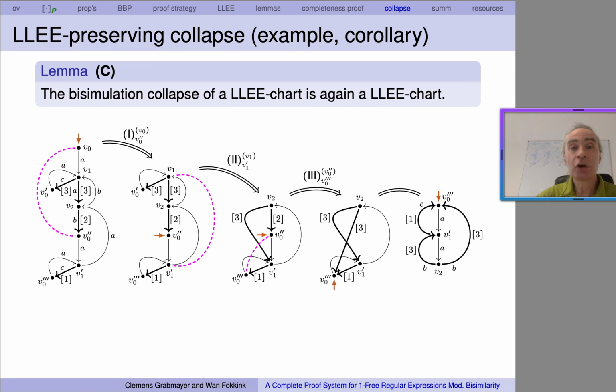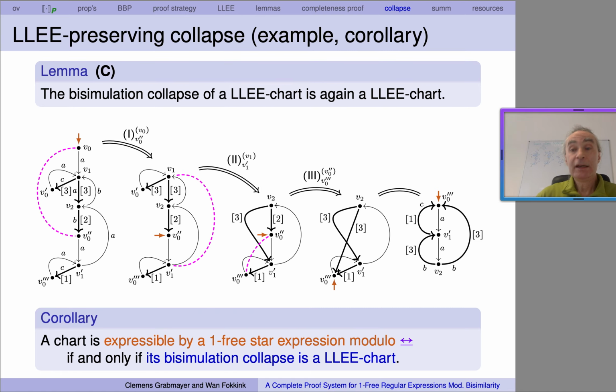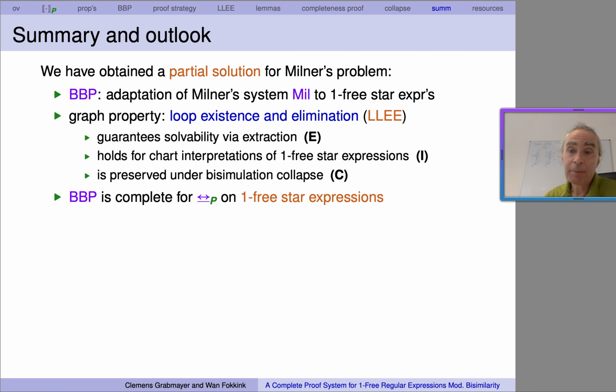And importantly, we show that there are three kinds of transformations, and we show that if a chart is not a bisimulation collapse, then it always contains a pair of distinct bisimilar vertices to which one of these three transformations is applicable. This lemma has an important corollary, namely that a chart is expressible by a one-free star expression modulo bisimilarity if and only if its bisimulation collapse is a Lie chart. This is a polynomial decidable property.